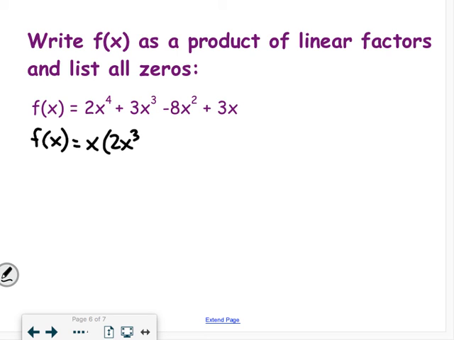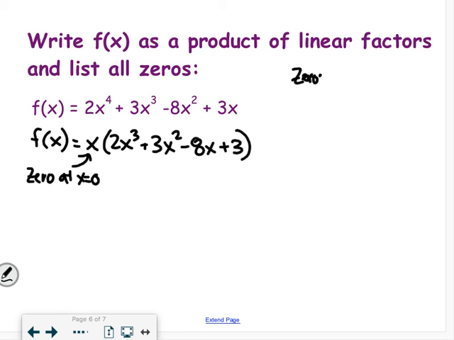So we'll get 2x cubed plus 3x squared minus 8x plus 3. And that factor of x means that I have a 0 at x equals 0. Okay. So if I'm listing out my zeros, I have 1 to list. The other zeros I still got to find.